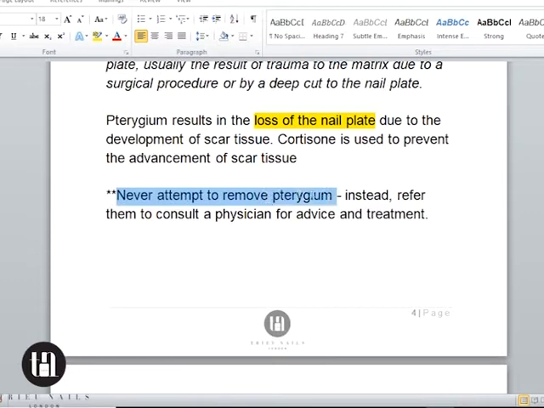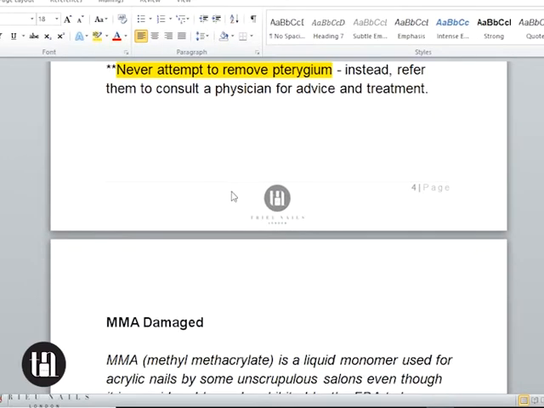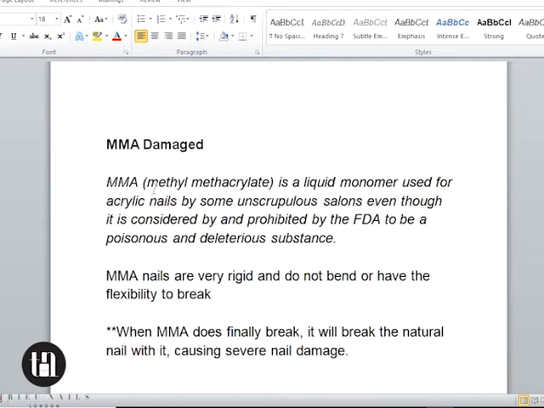Never attempt to remove pterygium. Instead, you should refer them to a physician for advice. The next nail disorder is damaged nails by MMA.